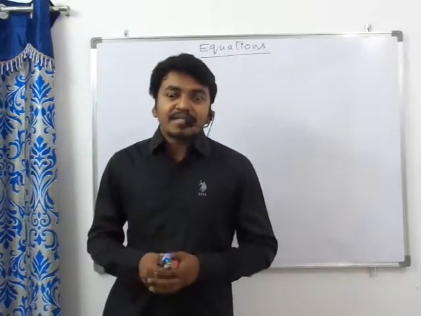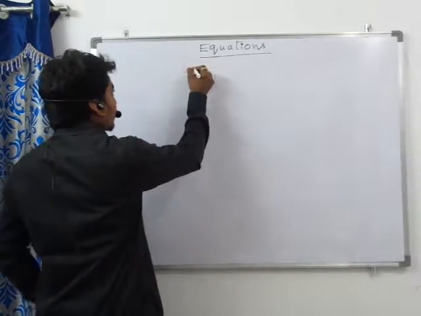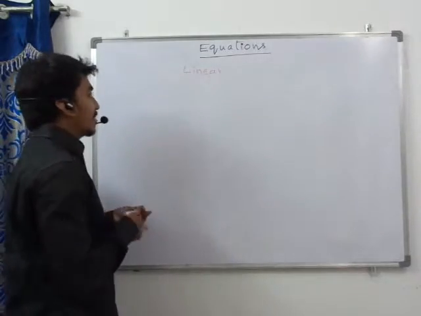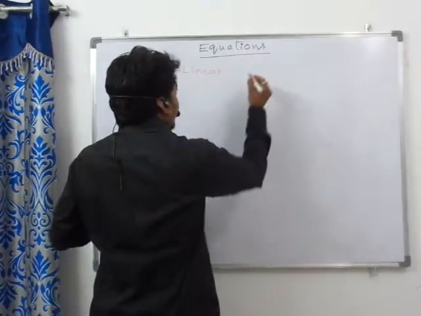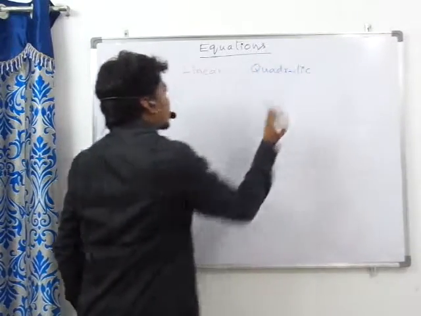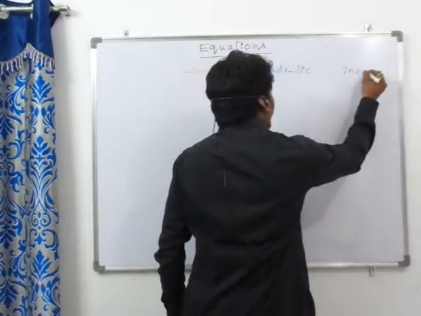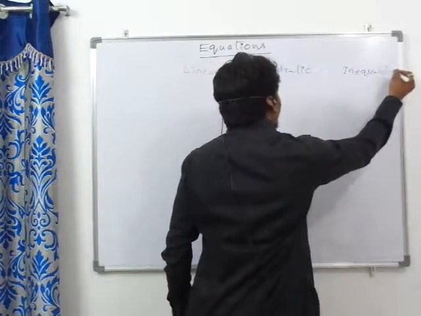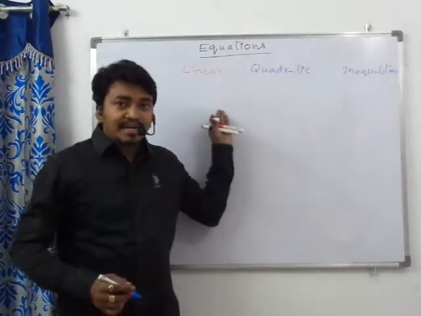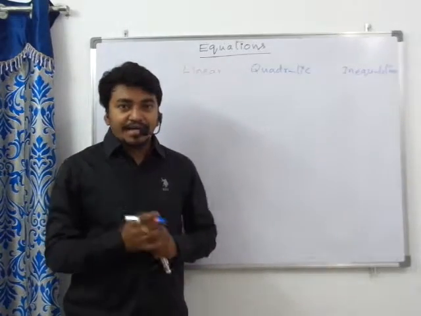Generally, equations are of three types: linear equations, the second one is quadratic equations, and sometimes we may deal with linear inequalities also. Now let us understand what is a linear equation, what is a quadratic equation, and what is an inequality.